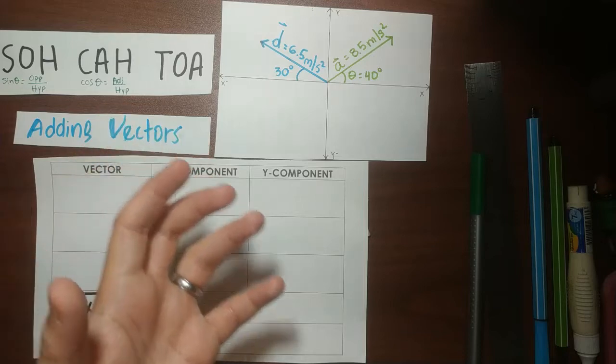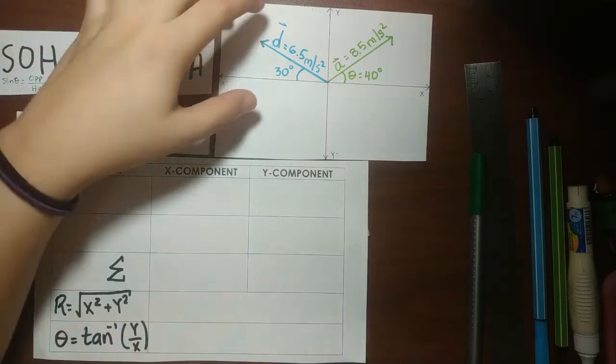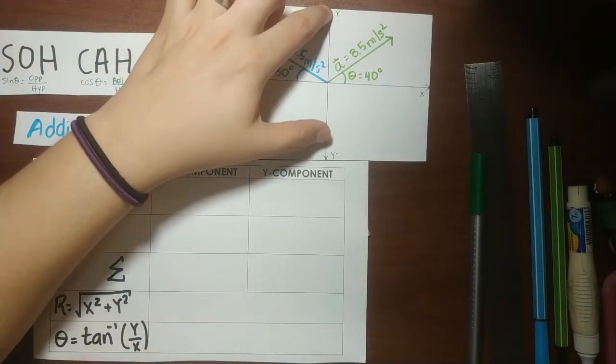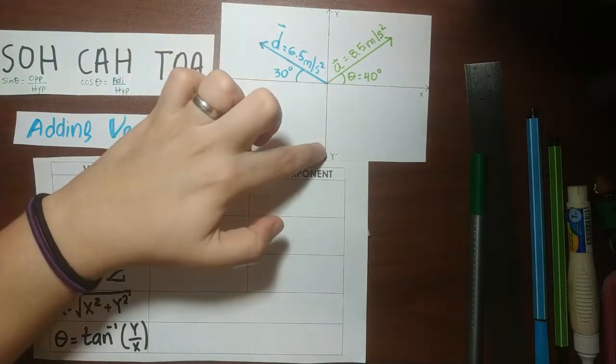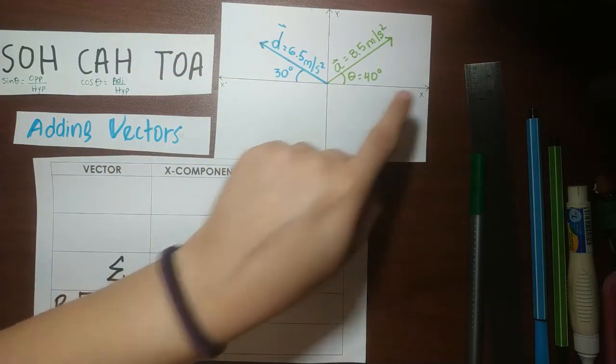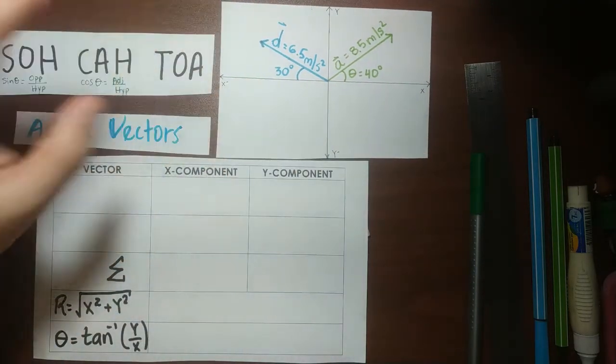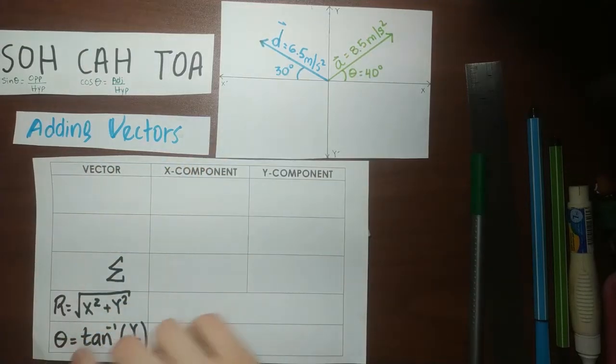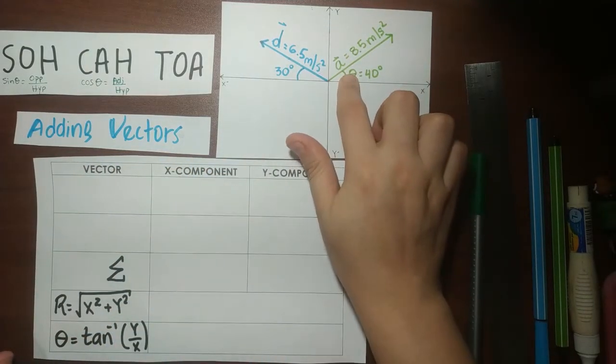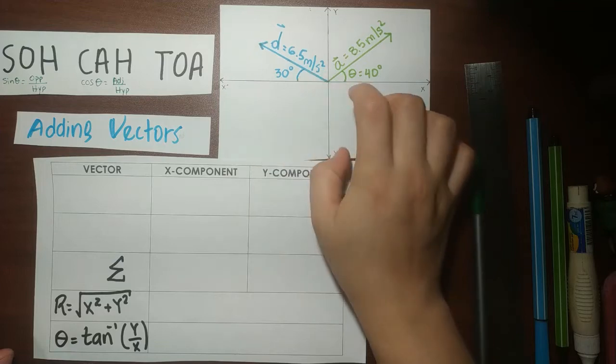Actually it's a coordinate plane. This is the y-axis, positive, negative. The x-axis, positive, negative. If you take a look, we have two vectors, A and D.